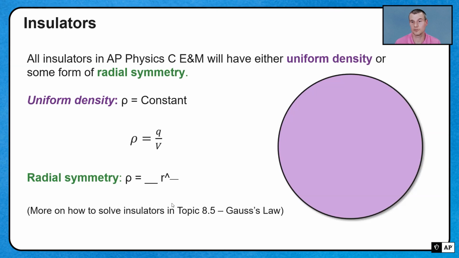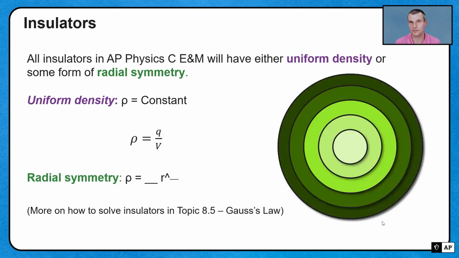Or we can have radial symmetry, which, again, I'll try my best for this one. We're basically saying the density here is the same, and going out, it gets either more or less dense radially from the center. So how we solve these, we're going to have to use Gauss's law in a more formal setting in topic 8.5. But right now, just know that we can set up charges either way, to either be uniform or varied, but it's going to stay that way, and the charges don't just exist on the outside.